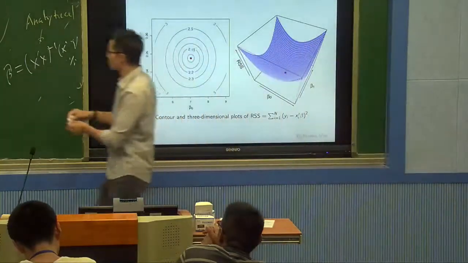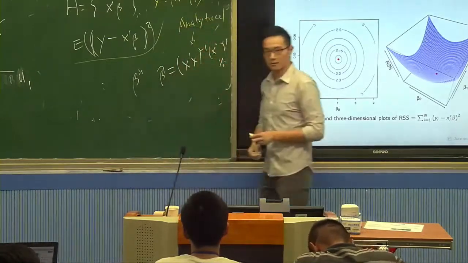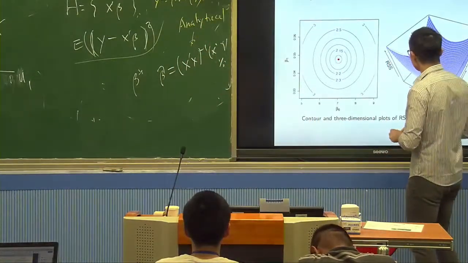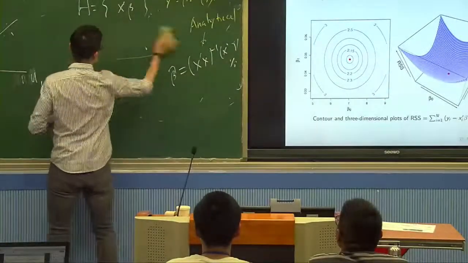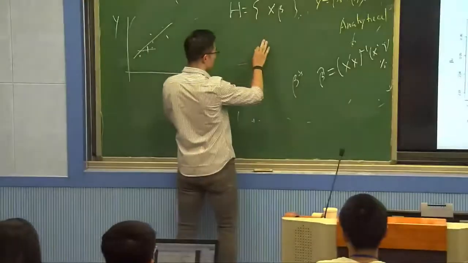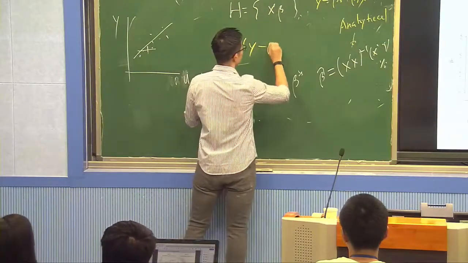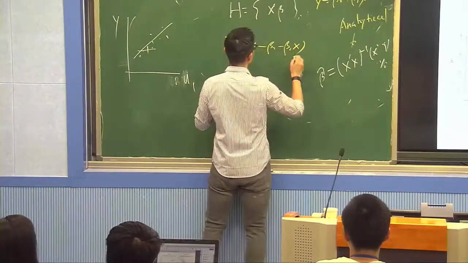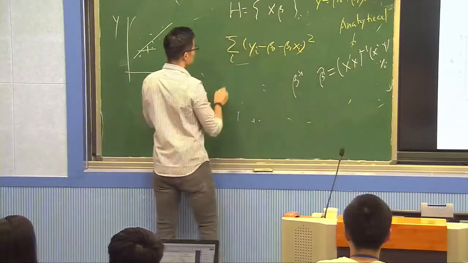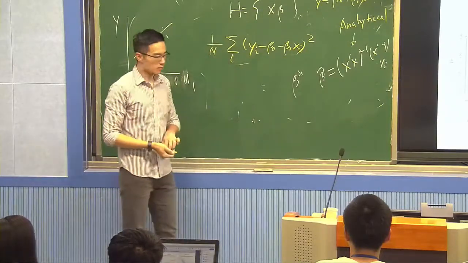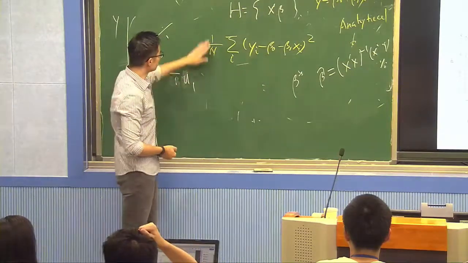Suppose our model is y equals beta 0 plus beta 1 x. That's our model, right? Then I can write the value. Now remember, we calculate our in-sample error, right? The in-sample error is the summation of (y_i minus beta 0 minus beta 1 x_i) squared, times 1 over n, where i indexes our data. That's the in-sample error. My goal is to find the beta 0 and beta 1 that minimize this.